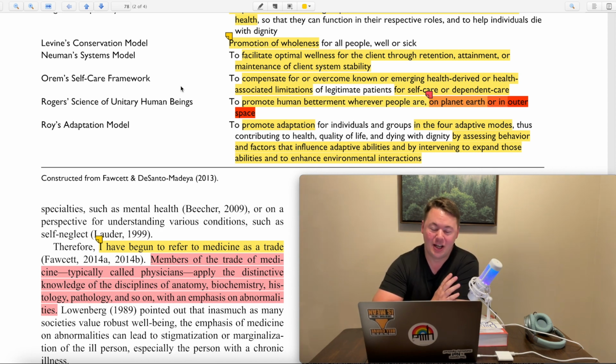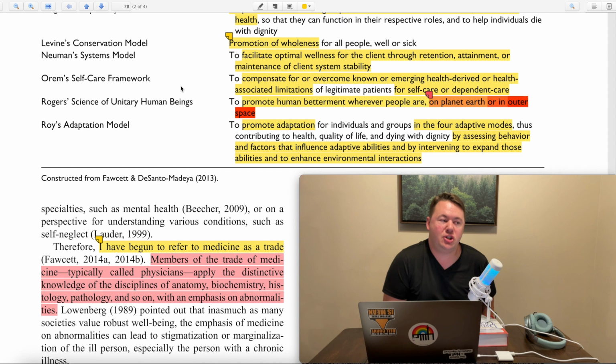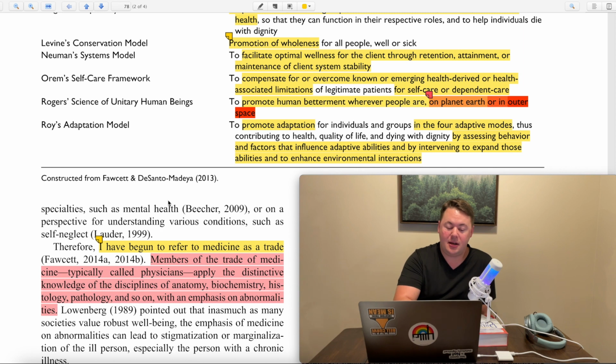Roy's adaptation model, quote, to promote adaptation in the 4 adaptive modes by assessing behavior and factors that influence adaptive abilities and by intervening to expand those abilities and to enhance environmental interactions. The idea that this is nursing-derived, discipline-specific domain knowledge, formal knowledge from conceptual models of nursing, and that it's not a very intelligent application of engineering processes to human health is its own interesting question one could ask about the Roy adaptation model. And then you'd be in a discussion altogether different from medicine versus nursing, which is nursing and medicine versus engineering, which is also a very interesting discussion to think about because it takes you out of the turf war thing that happens in our field, in our disciplines, respective disciplines.